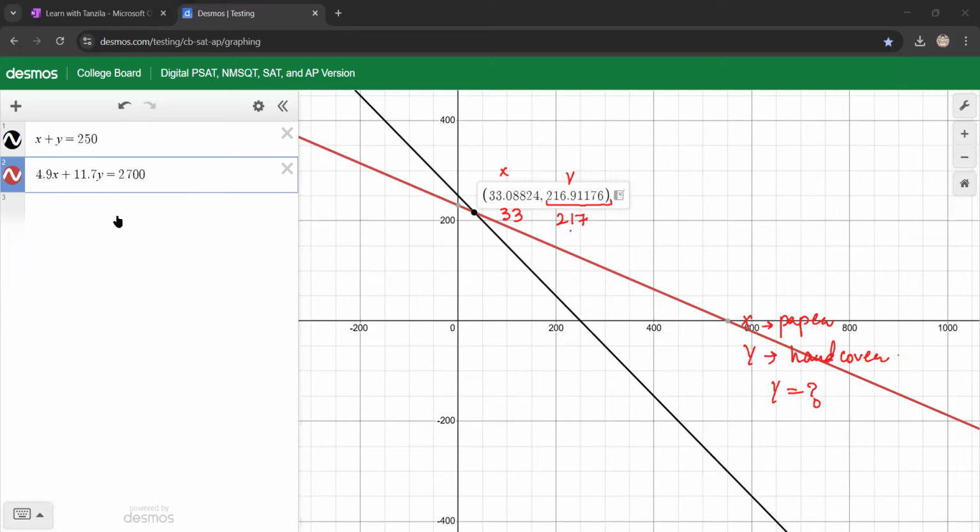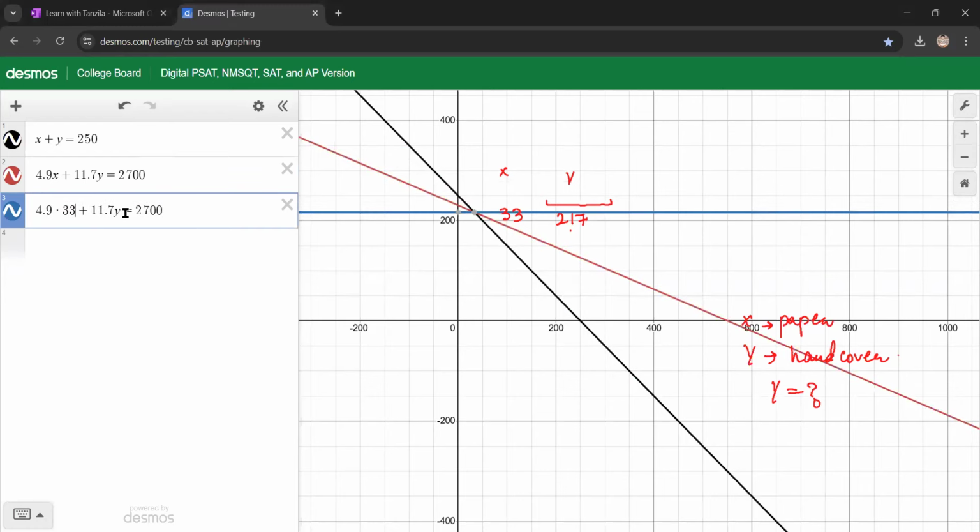Well, let us check. Let us see what we are getting. Let me just copy this equation because we have to stay within the budget, right? If I replace the x with 33, and I replace the y with 217.